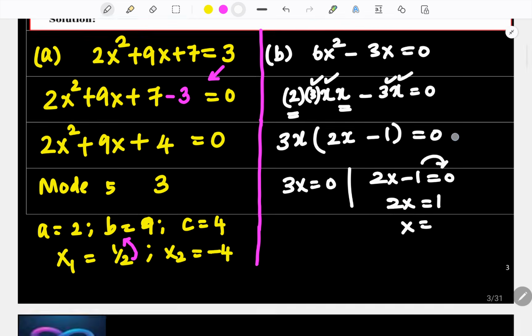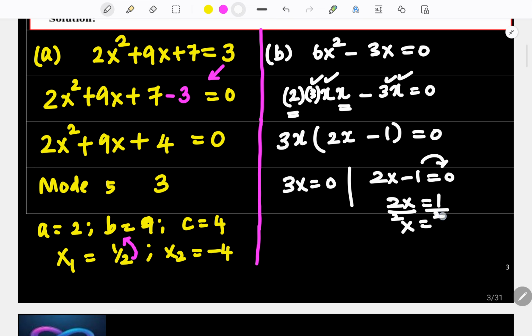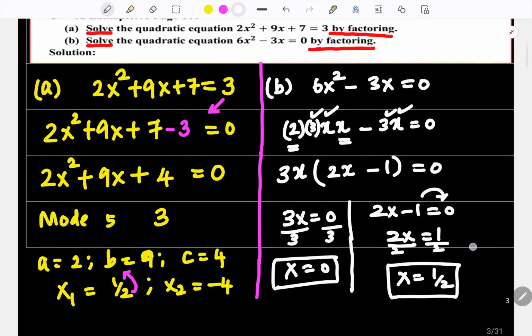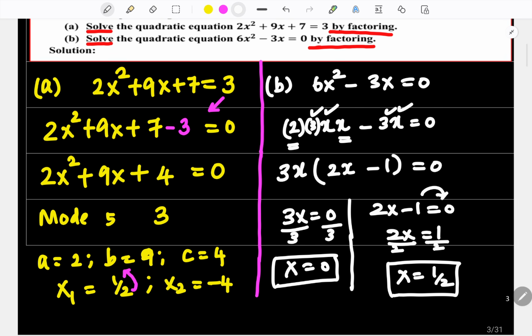So x is equal to what? 1 by 2. You can divide by 2, divide by 2. So x equals 1 over 2. So we got x equals 1 over 2. 3x equal to 0 means x is equal to what? 0. How, teacher? Look, divide by 3, by 3. So x equals what? 0, right?